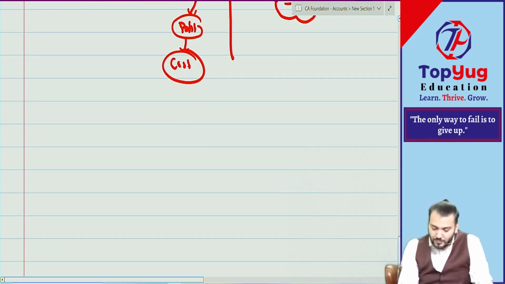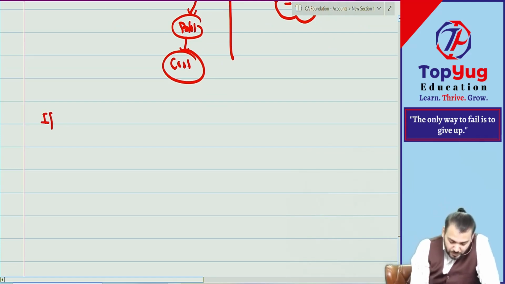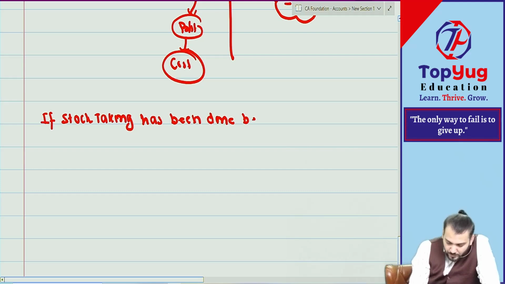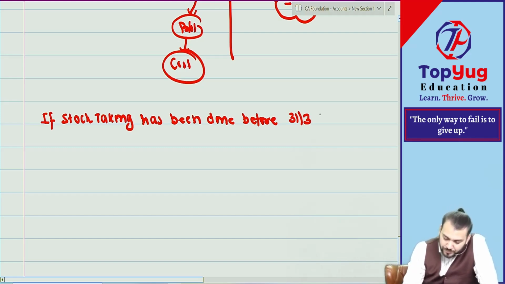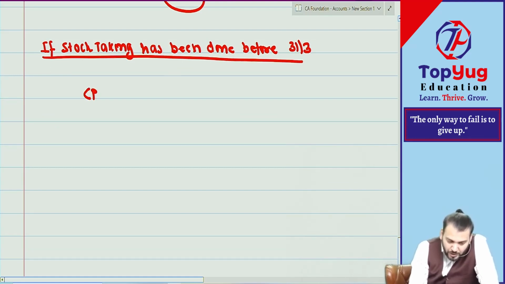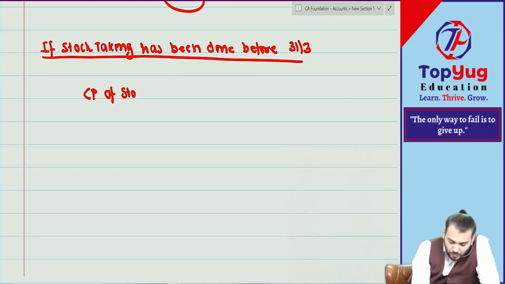Can I give in writing? If stock taking has been done before 31st March, madam, first we'll calculate cost price of stock on the date of stock taking. Understood?